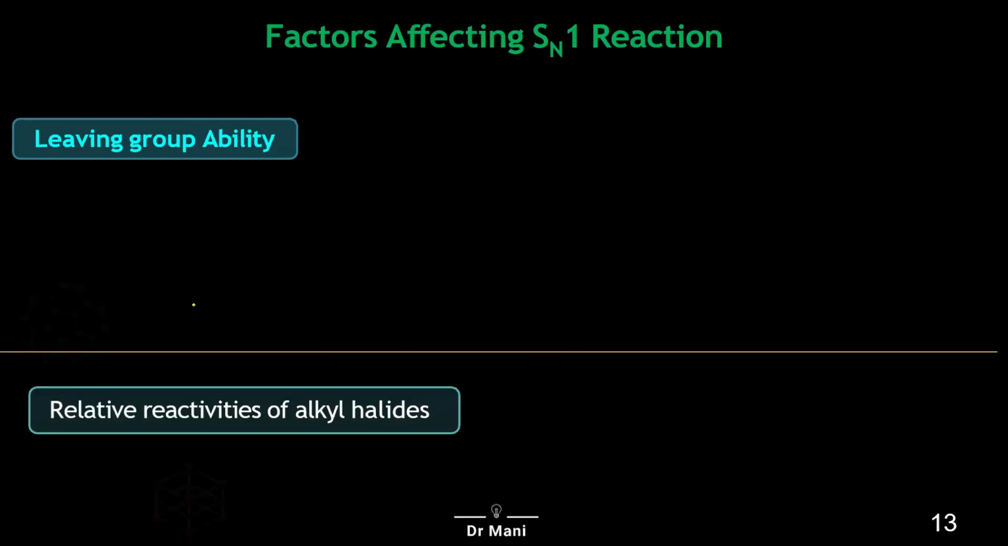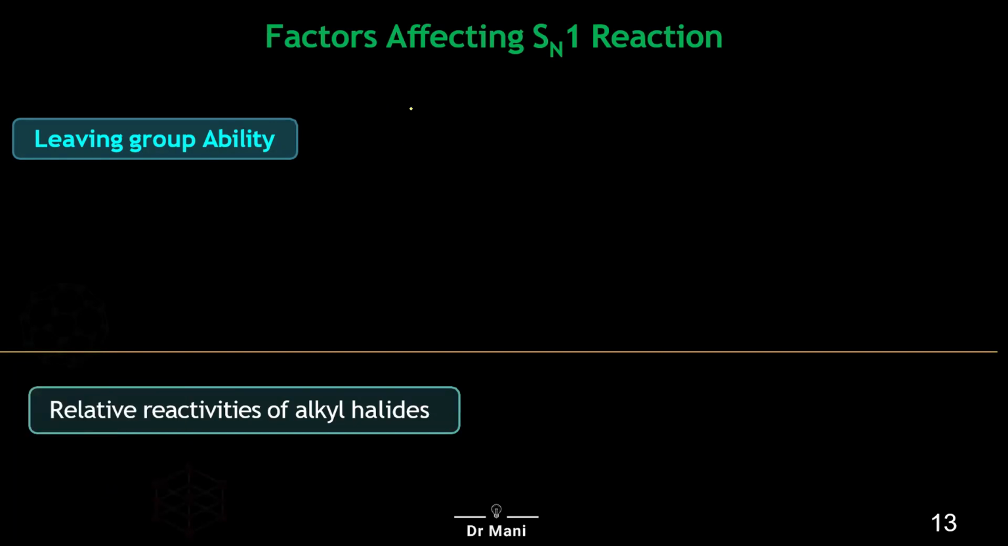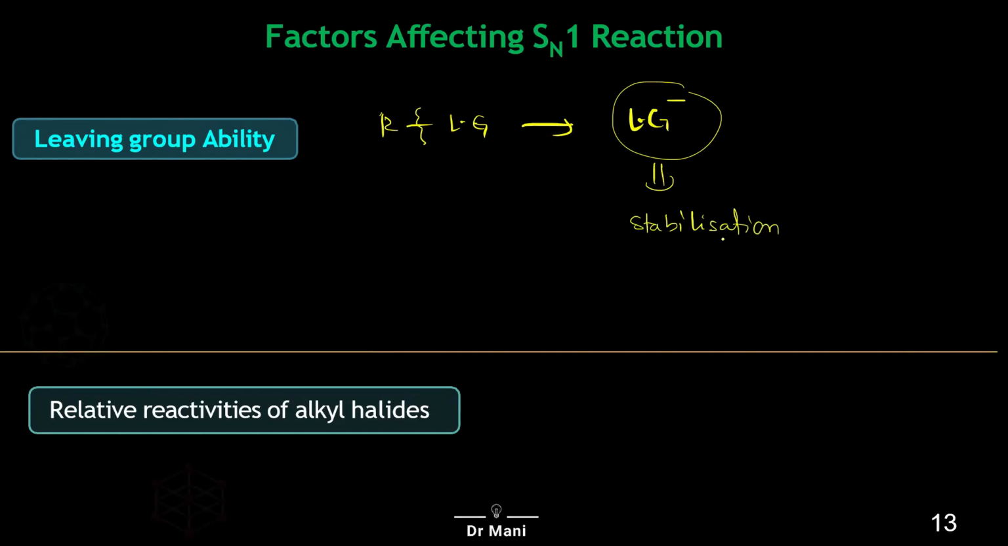So next one, leaving group ability. Whenever the leaving group breaks the bond with the alkyl, it will take the negative charge with it. Yes or no? It will carry the electrons. When it carries the electrons, it is holding the negative charge and that will be very reactive. So we need to stabilize this. Stabilization is very important here. This is one similarity between SN1 and SN2. The same stabilization is required for the SN2 reaction, and the same stabilization is required for the SN1 reaction.